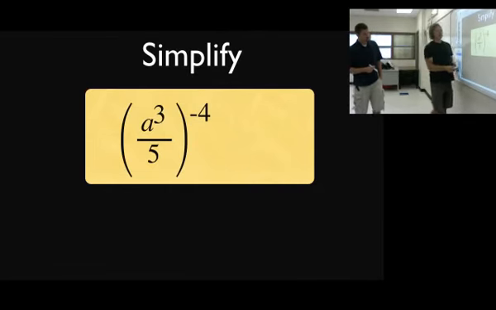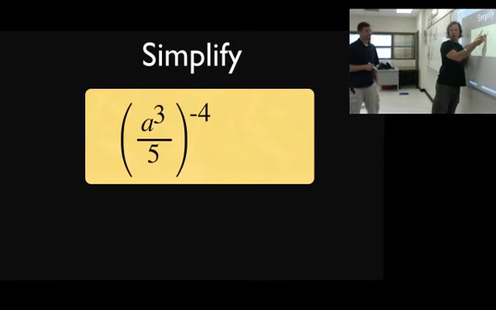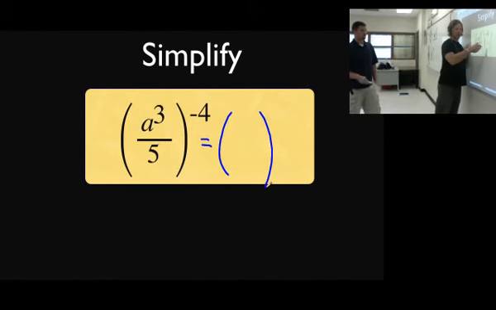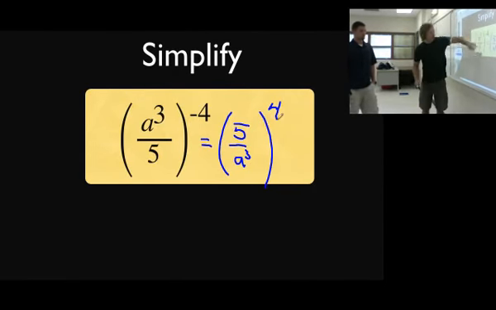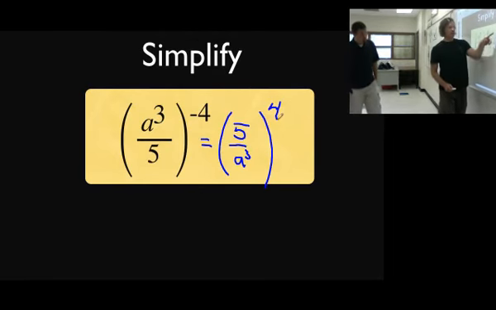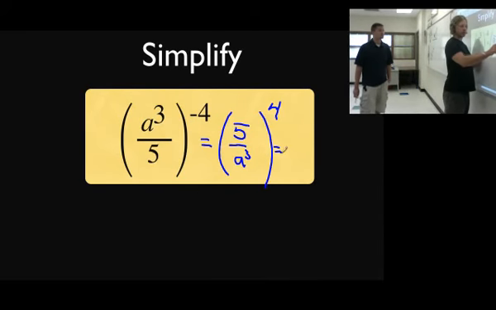All right, so I've got something raised to a negative power. I'm going to get rid of that negative power because that bothers me. So I'm going to take this thing and flip over the inside. So 5 over a cubed, and it's raised to the +4 now. All I did was flip it, and now I've got a +4. So 5 to the 4th power, didn't we agree that was 625?